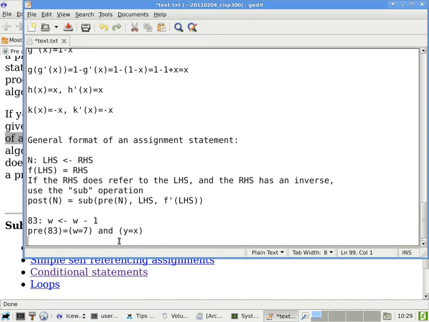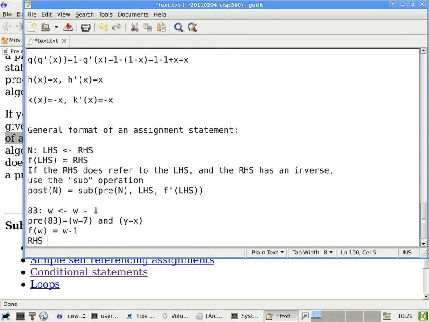Okay, so the first thing I can do is to say, it's easy to define f. F of w is what? W minus 1. W minus 1, the entire right-hand side. Okay, that's not hard to do. Does the right-hand side refer to the left-hand side? Yes. Okay, the right-hand side does refer to the left-hand side.